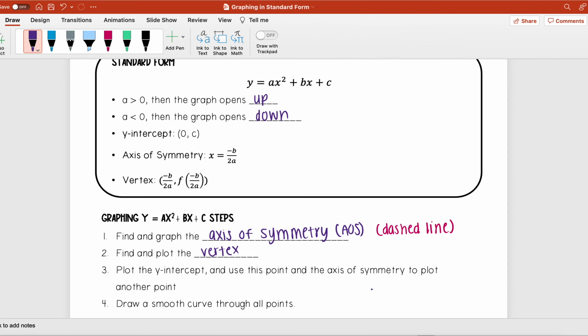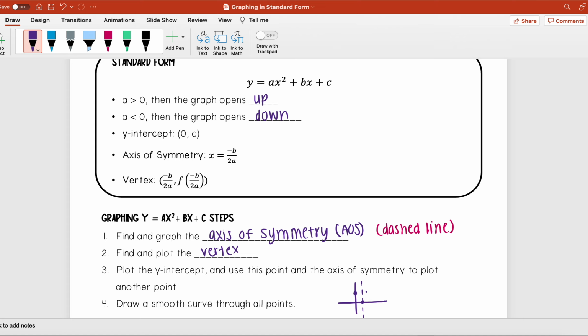And so what I mean by that, let's say I have this graph right here. Let's say this is my y-intercept, this is my vertex. I have my axis of symmetry here. The way that we use our y-intercept and the axis of symmetry to plot another point is that we're going to reflect our y-intercept to the other side of our axis of symmetry.